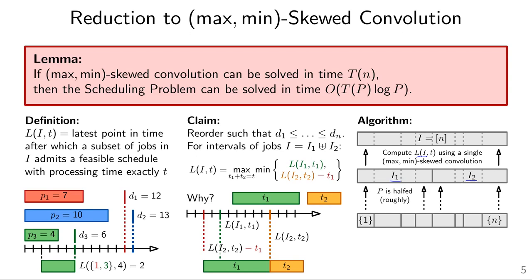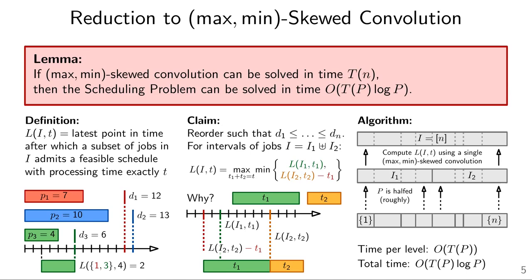This continues until we reach the singleton sets, and for the singleton sets, there is a very efficient way to write down this full table. So what's the running time of this procedure? The correctness follows because we have at least sketched the proof of this claim, and we apply this claim in every step. Per level, we spend order of T of P time. On the topmost level, we run a single maximum skewed convolution instance. On all levels below, we use a convexity argument. There are at most log p many levels, so the total time is T of P with an overhead of log p.